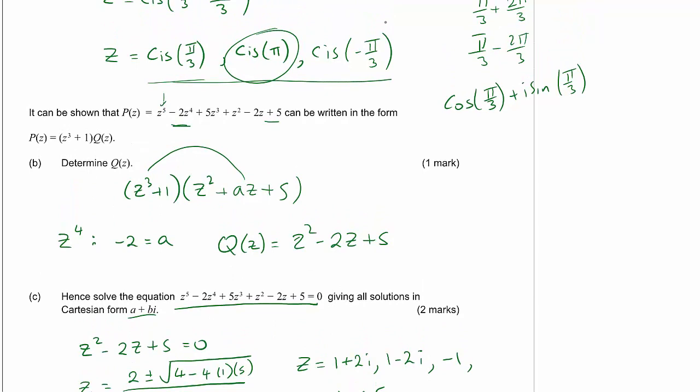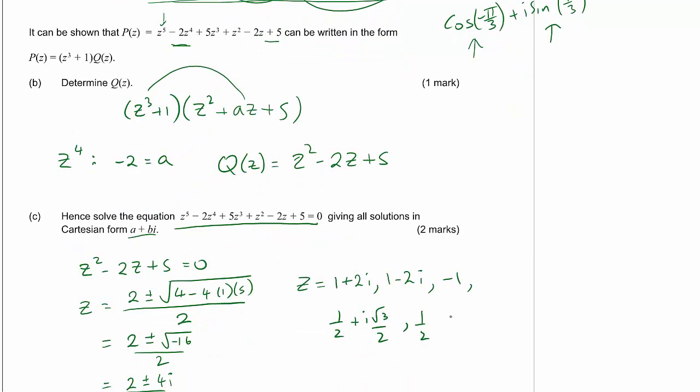And cis of negative pi by 3, the difference is that's going to be a minus. Cosine is an even function, so that one is still a half. But sine is an odd function, so this one becomes negative i root 3 on 2.